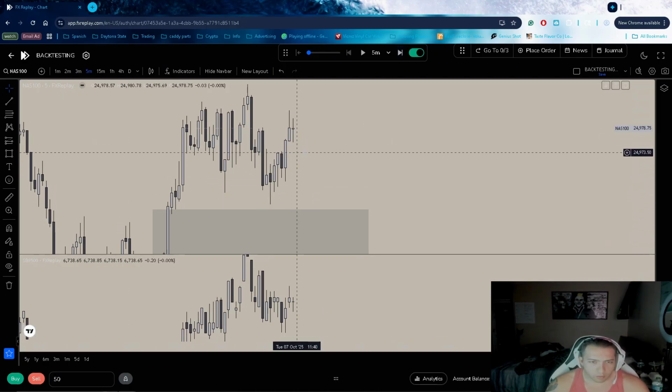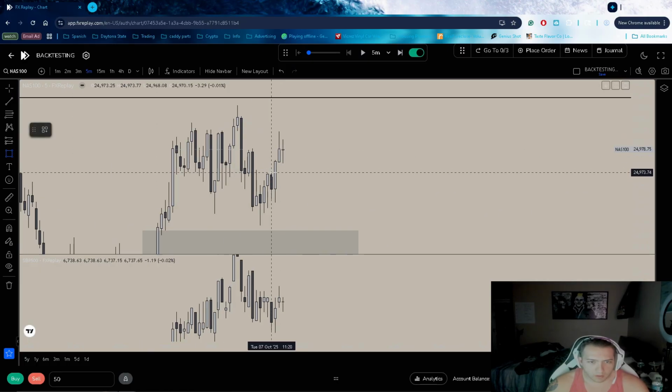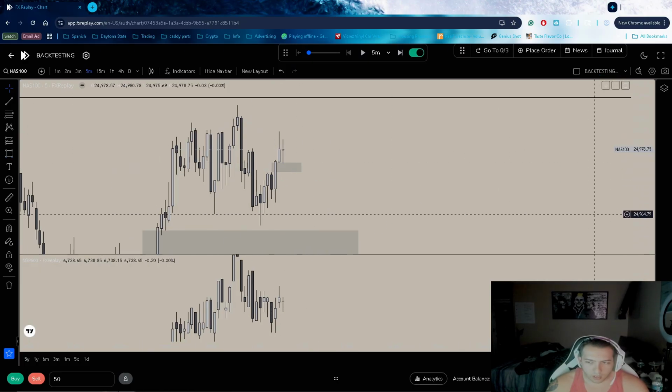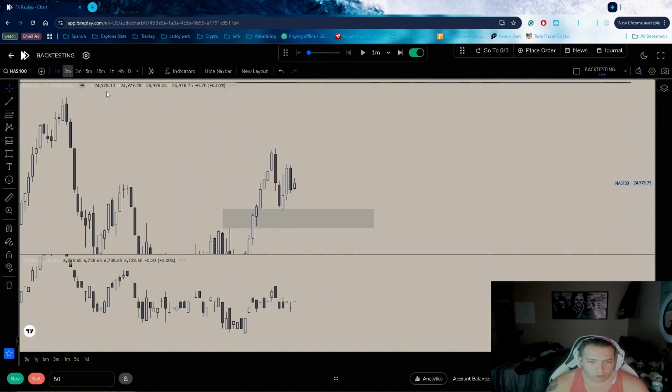Price is starting to look bullish now. We made a 5-minute fair value gap. We have a 5-minute change of state. Price already did retrace into it. There is a model here.